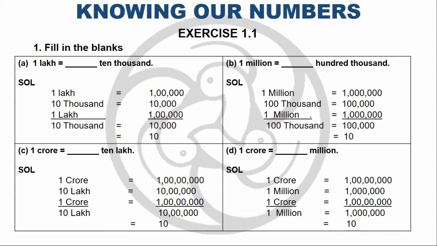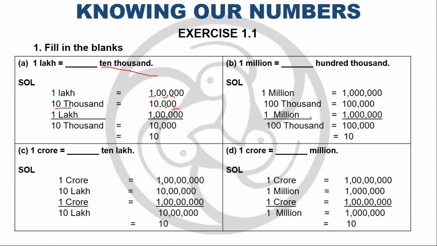First we have to write 1 lakh. So how can you write 1 lakh? Ones, tens, 100, 1000, 10,000 and lakh. Next, here they asked how many 10,000s are there in 1 lakh, so you have to write 10,000. How can you write 10,000? Ones, tens, 100, 1000, 10,000.